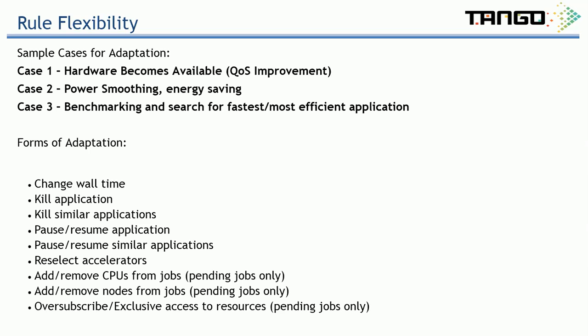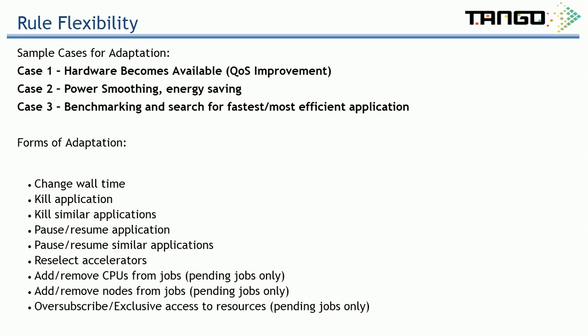Now that we've seen demonstrations of the Self Adaptation Manager, we can consider that it can be used for very many different cases. For example, we can see when hardware becomes available. This can be used for quality of service improvement. So if an application is running, we can cancel the existing instance of the application and start a version of it which is running on an accelerator. And therefore, we can use potentially less power, or we can get the application to run quicker.